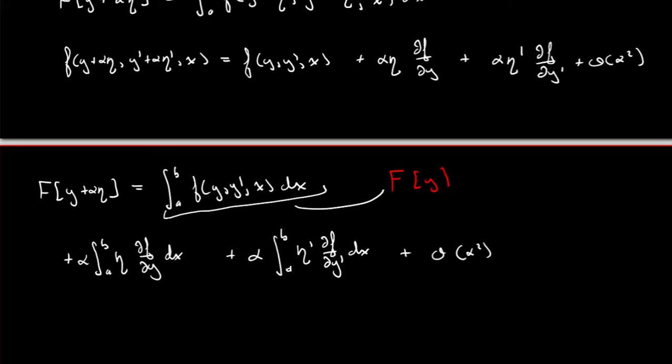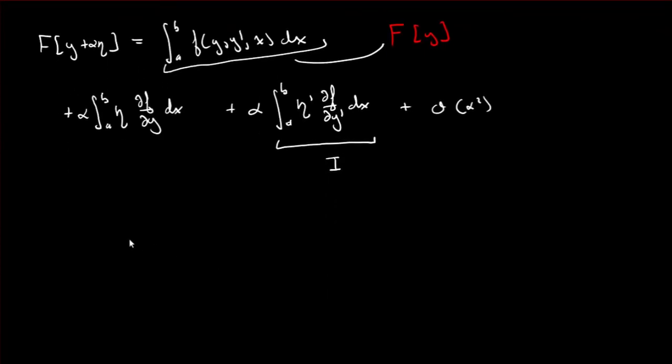is F of y. This here, we can't really do anything with this, but we would like to simplify this. So we're going to give it a name. The name we're going to give it is I. So we're just going to investigate how we can make I a bit simpler. So we write I is equal to just the integral from a to b, so excluding alpha, we're just after the integral here. That's the eta prime, but instead of writing eta prime, I'm going to write that as d eta dx times df dy prime dx.